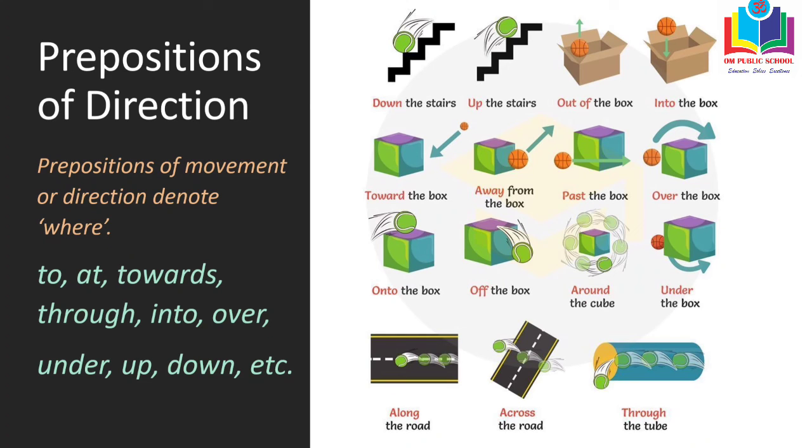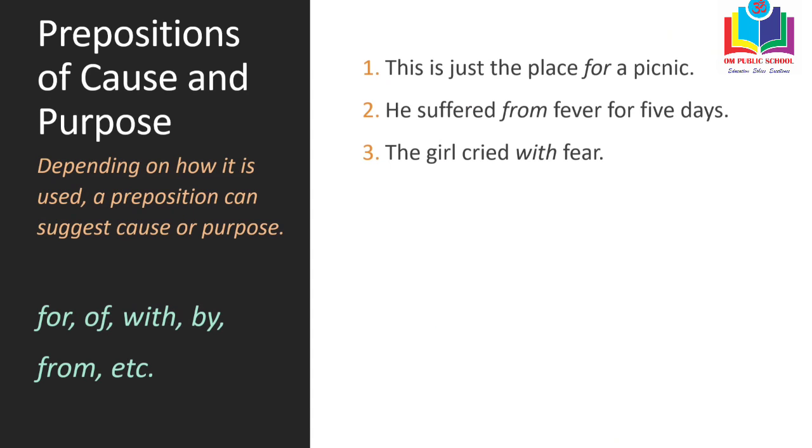Okay, moving on to the next preposition, preposition of direction. This shows us where something is going: after, down, along, right, etc. Preposition of movement or direction. Like, the ball went down the stairs. The ball came out of the box. The ball went into the box. The ball leaped over the box. The ball rolled away from the box. The ball fell off the box. Now it's your turn to make more sentences with these images.